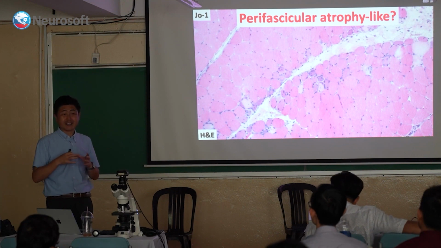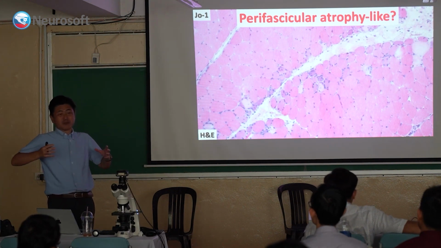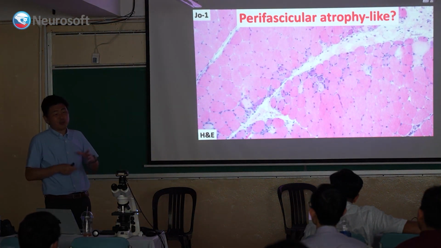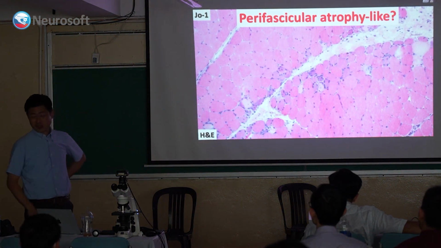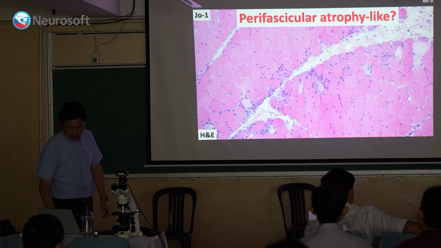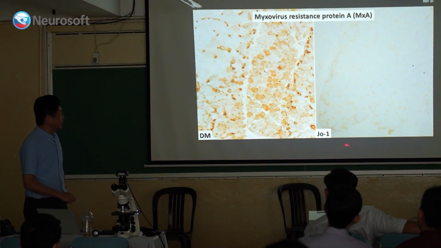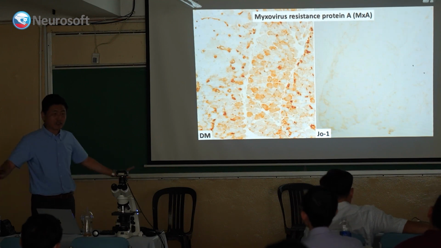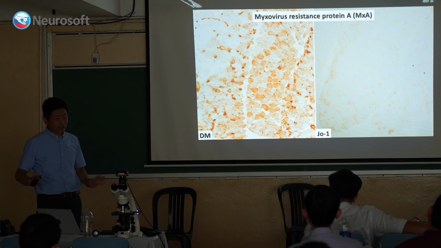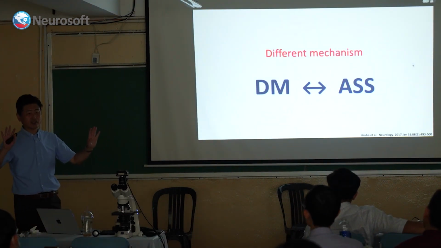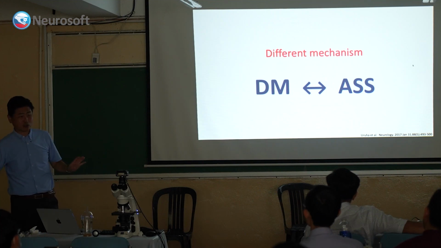Regenerating fibers are like a kid. They are in the process of growing up. So of course, the size is smaller. Yeah, but for him, yes, this must be perivascular atrophy. Yeah, dermatomyositis. Then how can we say no? This is different. If you remember, MXA. This is the same case, a JO1 positive case. See, no fiber expresses MXA. Negative, okay?